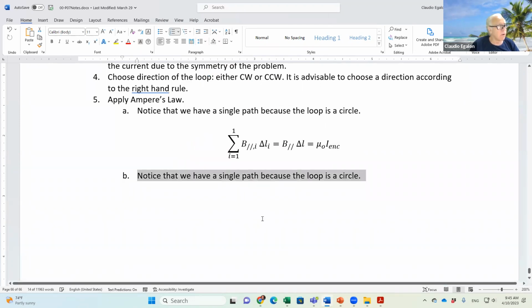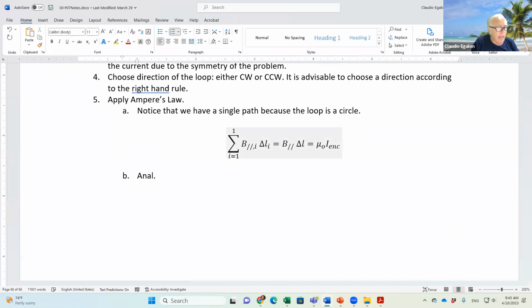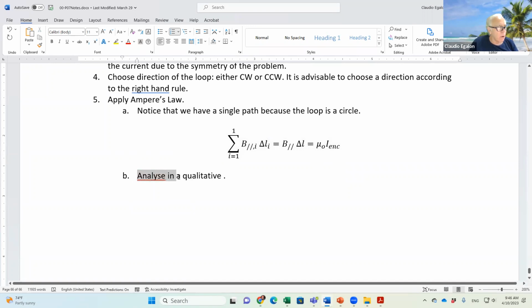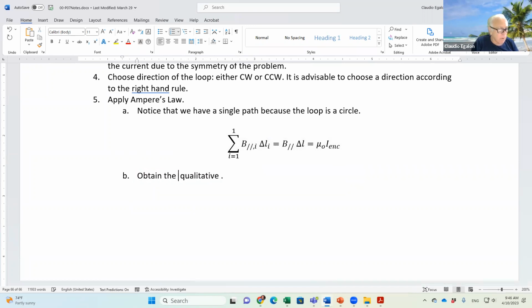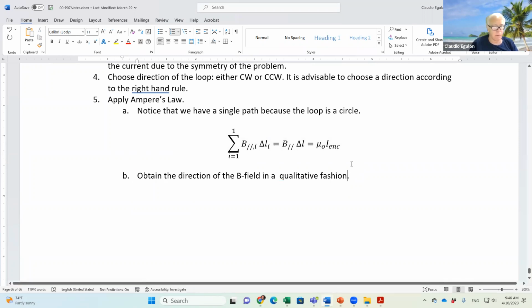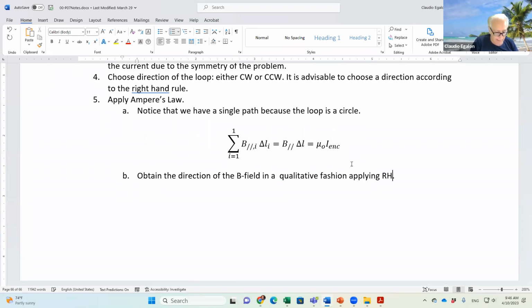Continue numbering. Okay, good. Analyze in a qualitative way. Now, obtain the direction of the B field in a qualitative fashion. Okay. So, applying the right-hand rule.